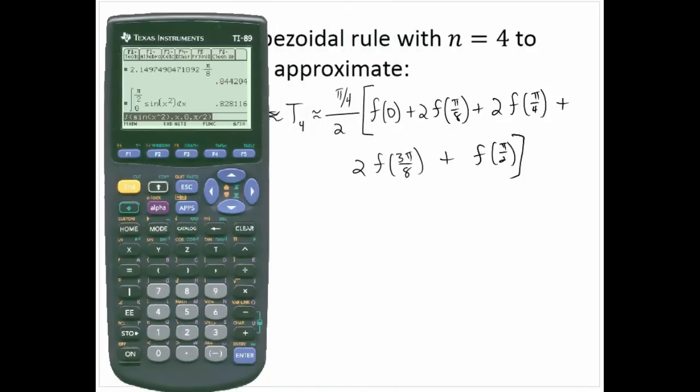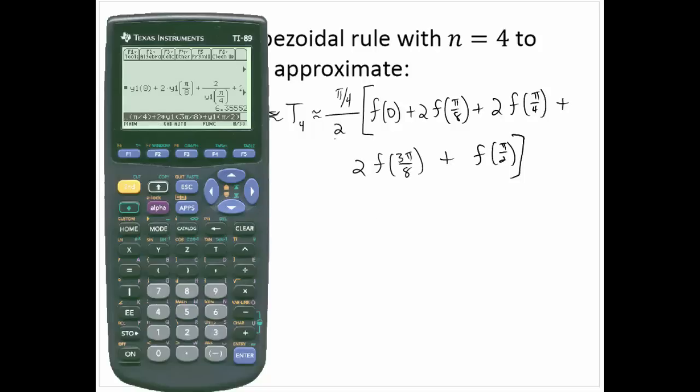I'm still using the same function. I've got the y1 still set in. So I would have y1 of 0 plus 2 times y1 of pi over 8 plus 2 times y1 of pi over 4 plus 2 times y1 of 3 pi over 8 plus y1 of pi over 2. And I forgot to hit the green second and enter to get an approximation.